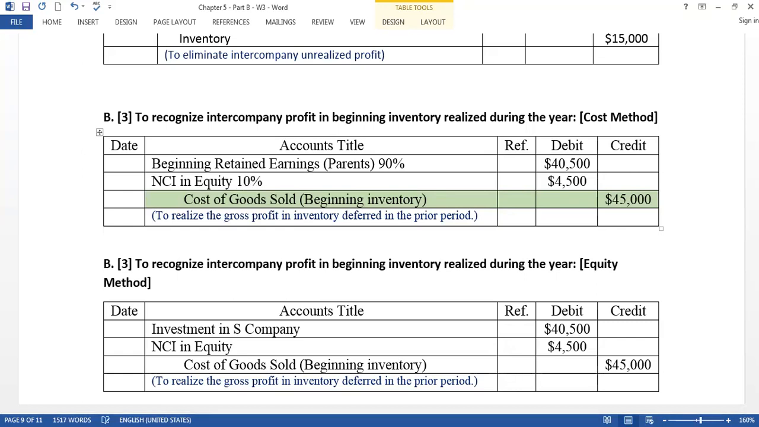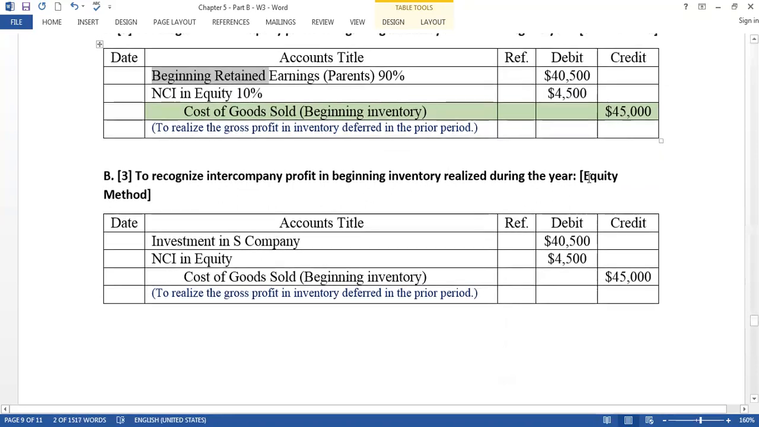Subsidiary will receive 10%. If it is cost method, I told you we transfer this money to the beginning retained earnings. If it is equity method, we don't have any retained earnings, we have investment, right? This is the only difference. So this is 90% parent and 10% NCI. So this is the equity method.